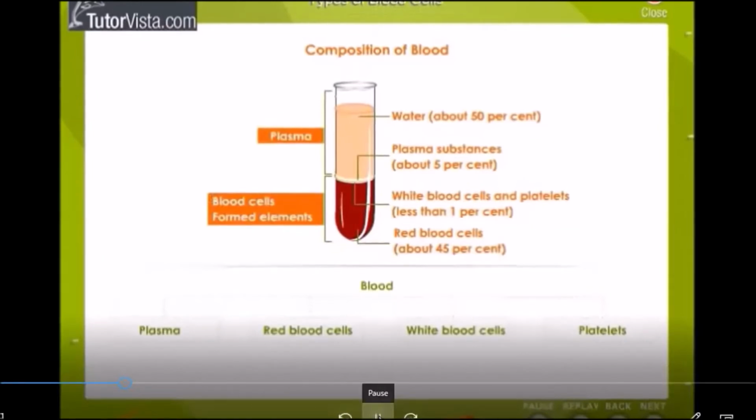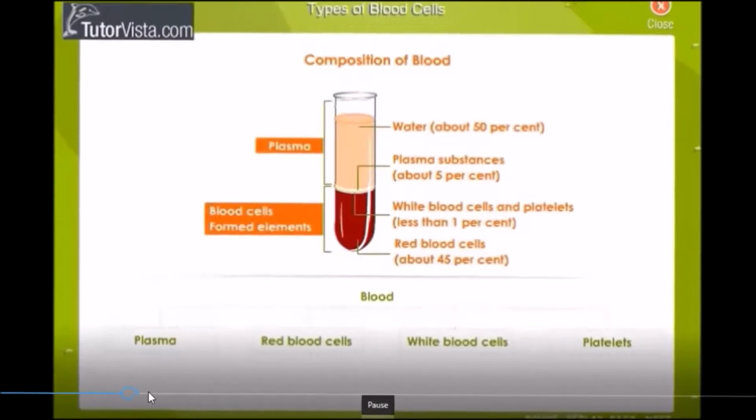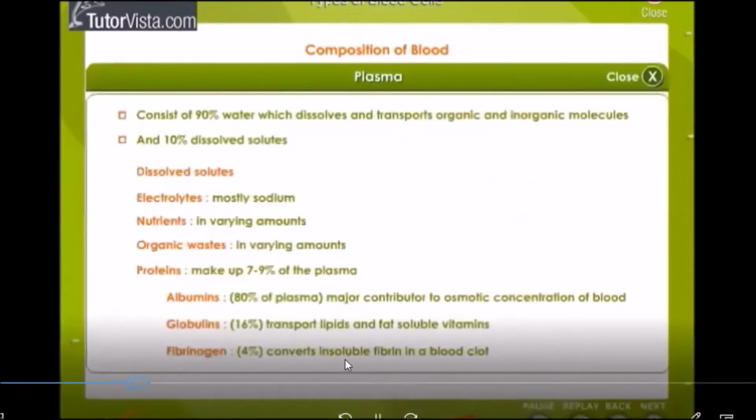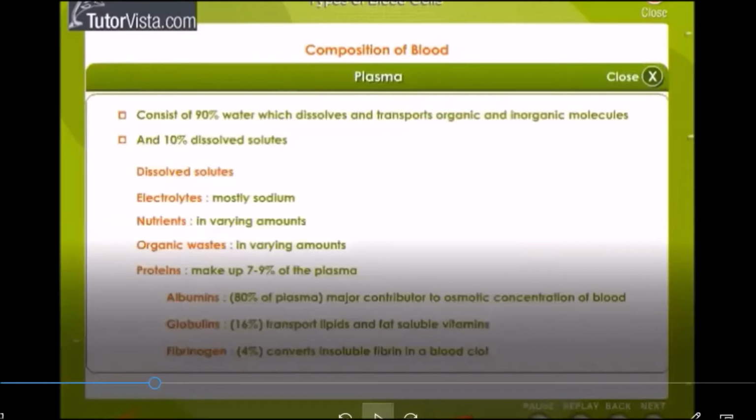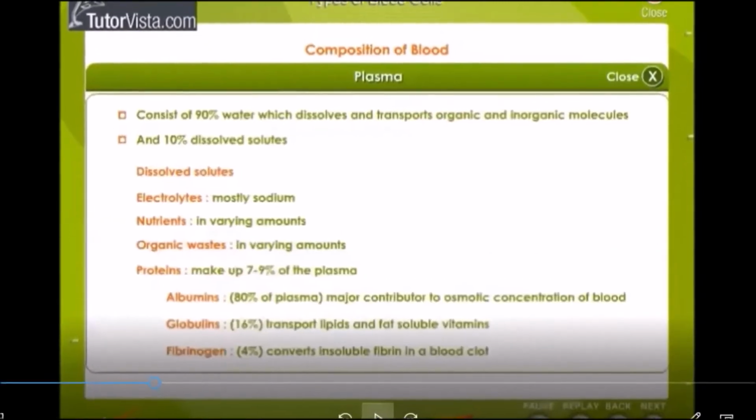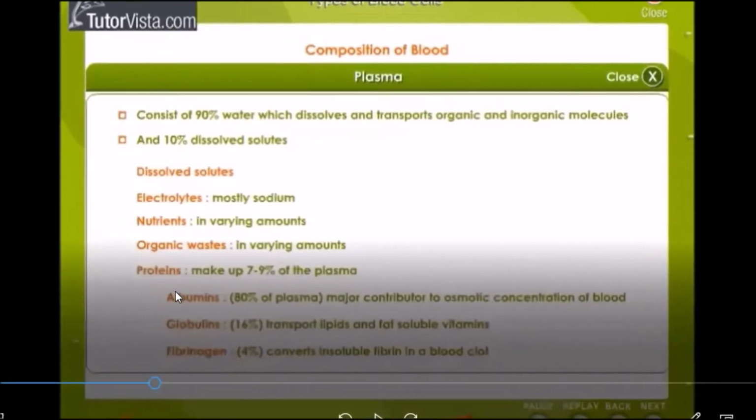Plasma comprises around 55% of your blood volume. So let's see what the constituents are that make up the plasma. Plasma consists of 90% water, and the remaining 10% is dissolved solutes. Those dissolved solutes can be vitamins, minerals, proteins, and waste products. Here is a list of all the solutes that are present in the plasma, shown on the screen. There are three main kinds of proteins having different functions: albumins, globulins, and fibrinogen, that are also present in your plasma.